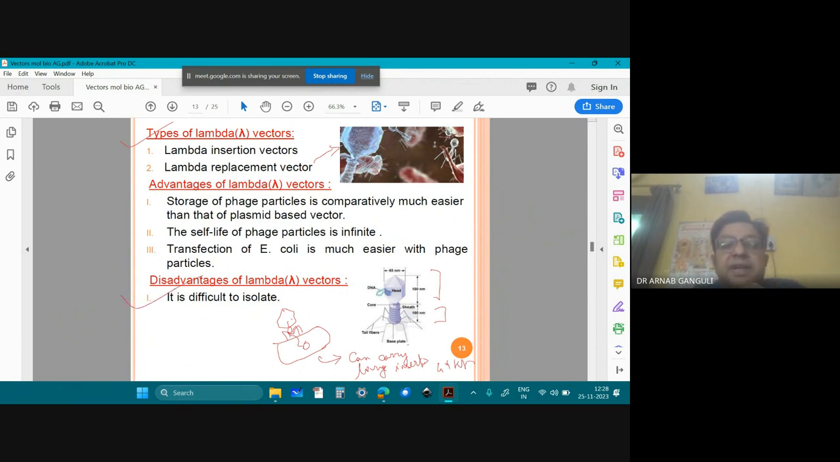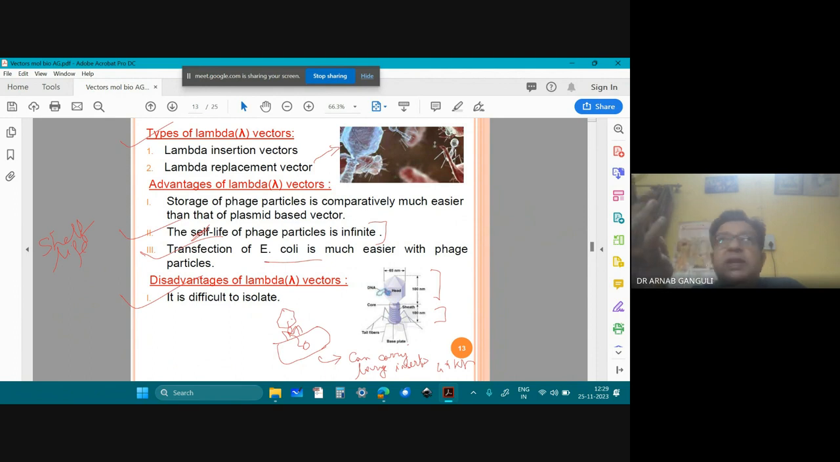Disadvantage, it is very difficult to isolate it. Transfection of E. coli is much easier with phage particles. Shelf life is infinite. You can keep them as long as possible if you want.